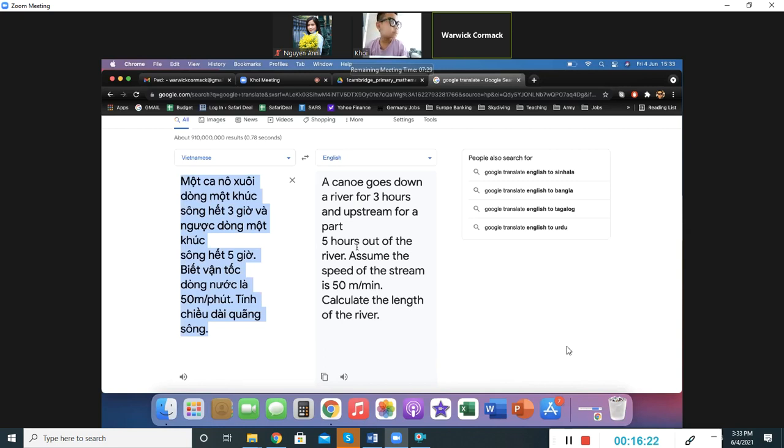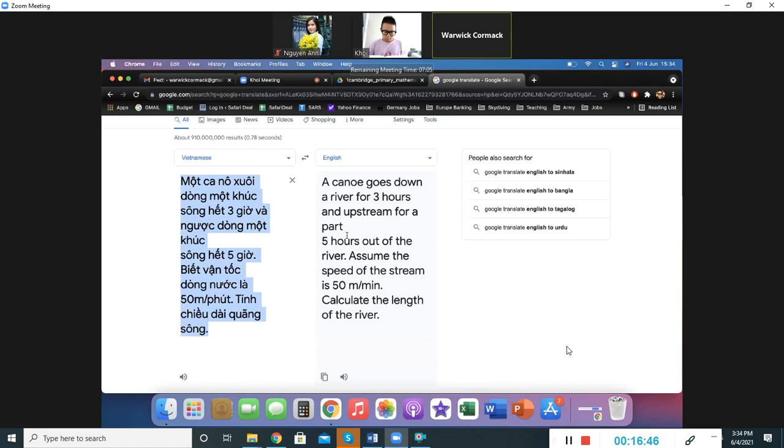So you're going more slow. The part that's confusing to me is that it says it's 5 hours, not for the full river. It's like for part of the river. So it's 3 hours to go down the whole river, but 5 hours to come up, but not the whole way up. So I'm a little bit confused.